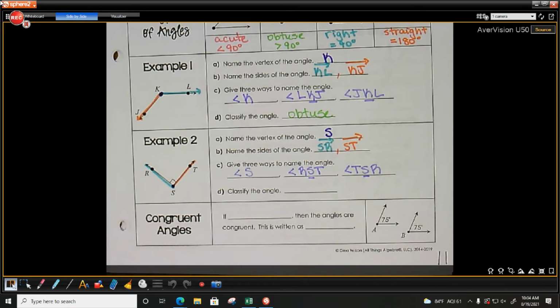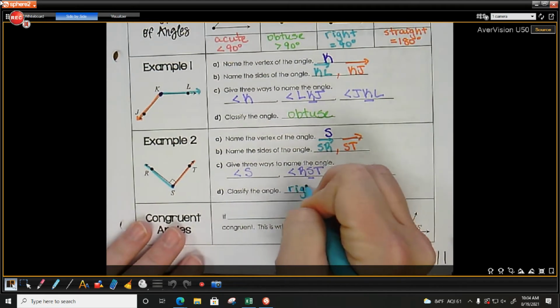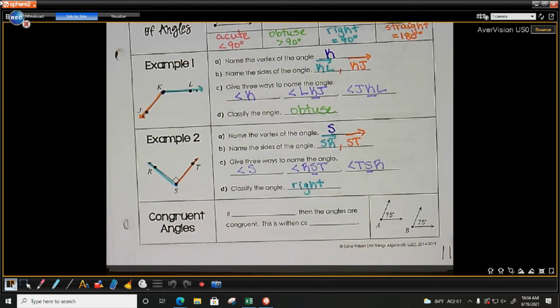Classify this angle. This is a right angle. How do I know it? Oh, right angle symbol right there. Good?